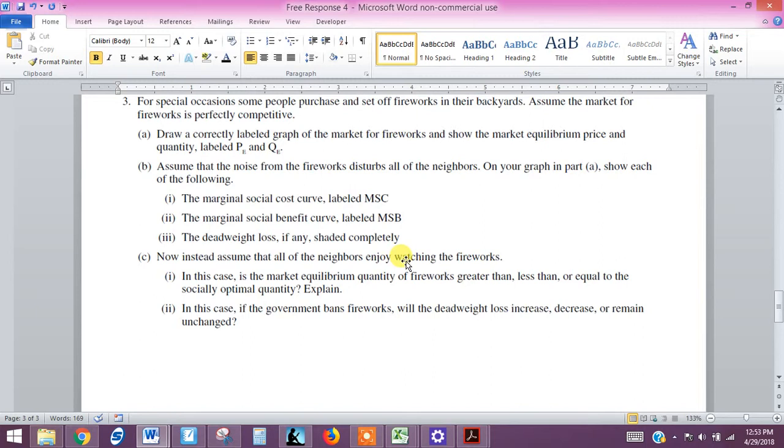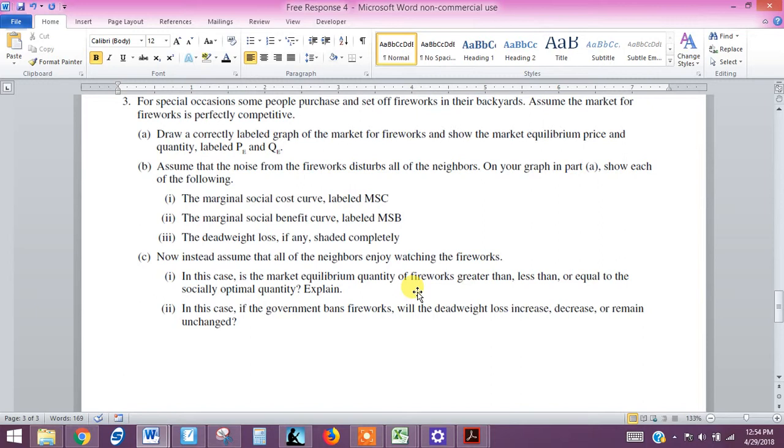They don't mind the noise at all, so there's no negative externality here, but however, there's a positive. They enjoy it. It's fun to watch. It's exciting. So now we want to look at what this would look like.